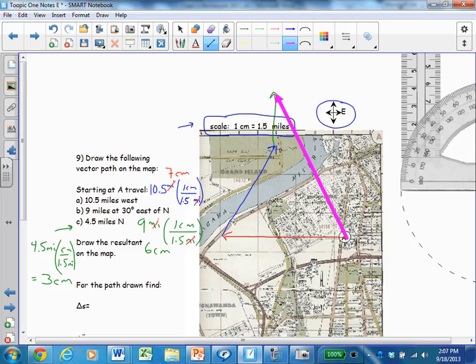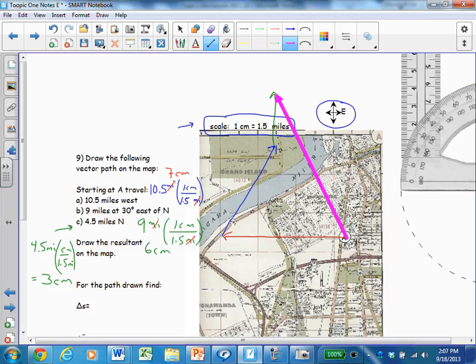I just did 30 degrees east of north. 10, 20, 30. All right, so what? It starts where you start and ends where you end.